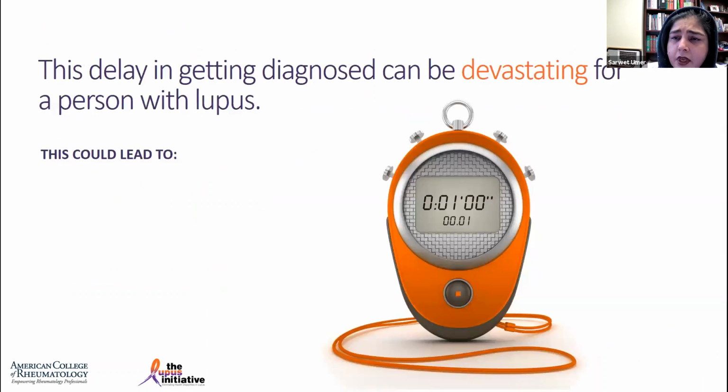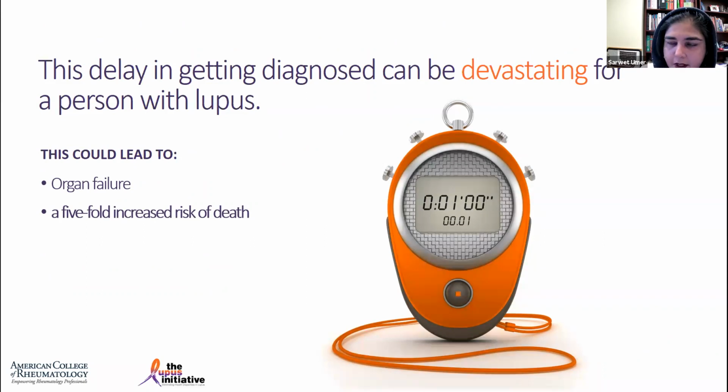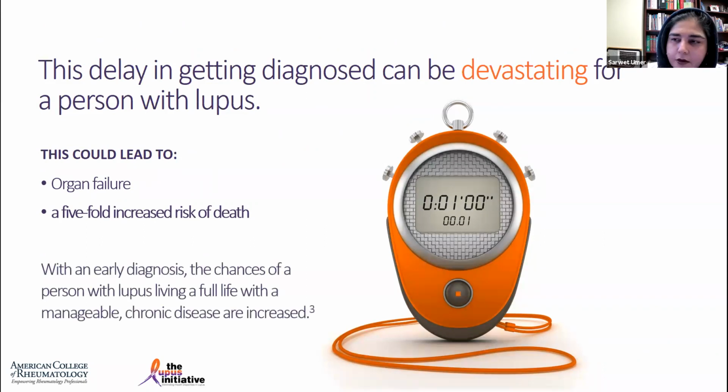Delay in diagnosis will be very devastating in a lupus patient. It could lead to organ failure. It can increase the risk of death 5-fold. So with early diagnosis, the chances of a lupus patient living a full life with a manageable chronic disease are much higher. I have stable lupus patients. I have a big cohort of lupus patients I follow in my clinic, and I have noticed the patients who are compliant and who take their medications have had very stable disease for many years, and they are leading a fairly normal life.